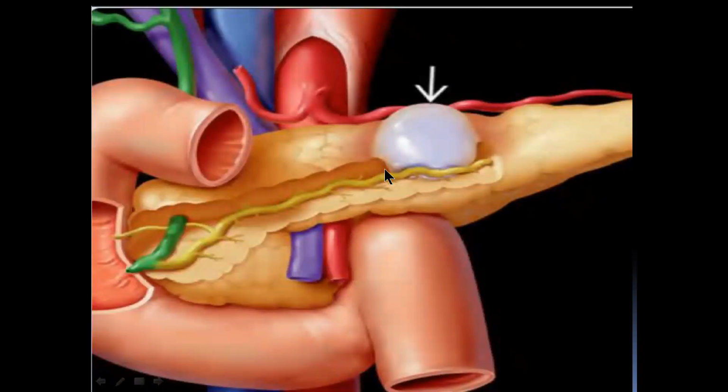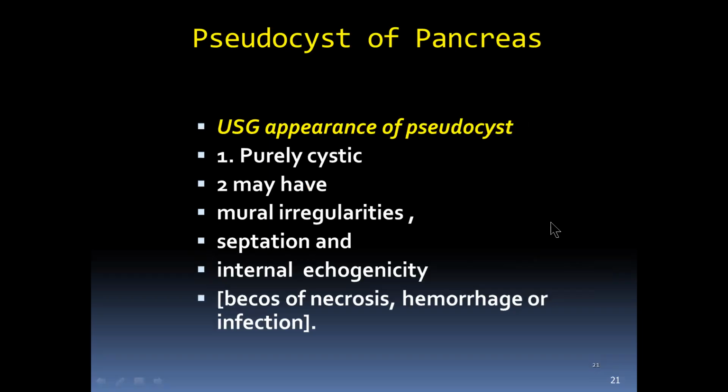This is a graphic representation of the pseudocyst occurring in case of acute pancreatitis. USG appearance of pseudocyst: it may be purely cystic or it may have mural irregularity, septation, or internal echogenicity because of necrosis, hemorrhage or infection.